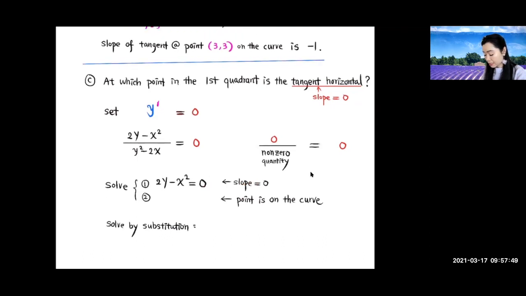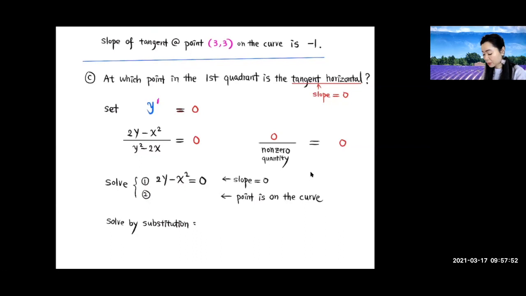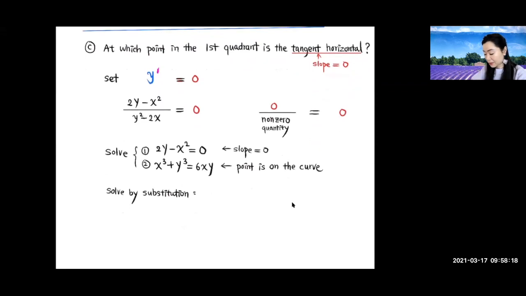Okay. Now, we need to solve for x and y because we try to find that point. So we need another equation. So that point is on the curve. So that point satisfies the equation. So we can write down the equation over here. So the equation for that curve is x cubed plus y cubed is equal to 6xy. So now we have the equation for that point. Okay, so for the x and y, we have 2 equations. So we're able to solve for x and y.